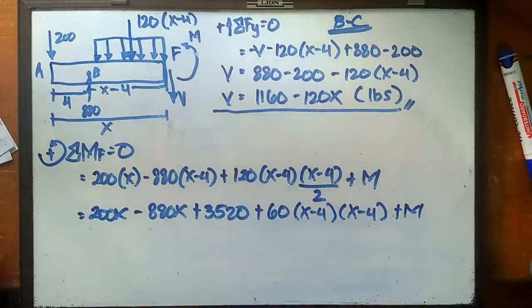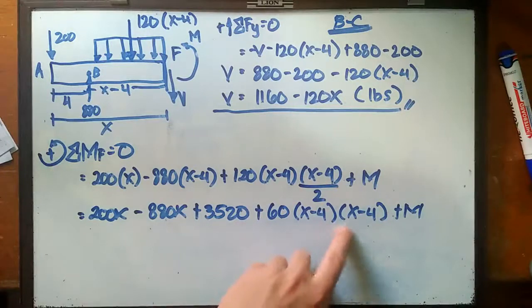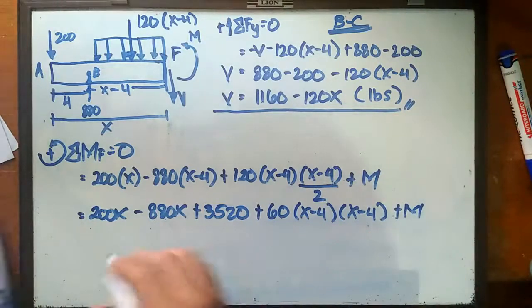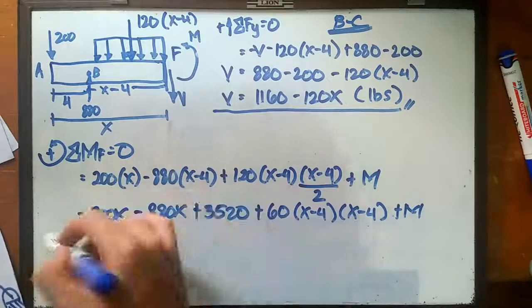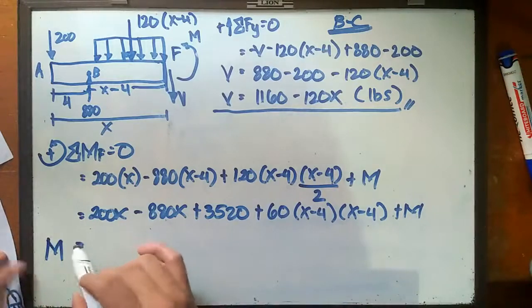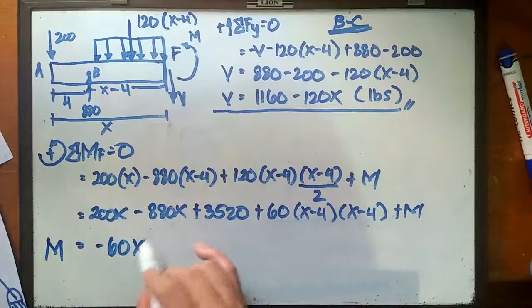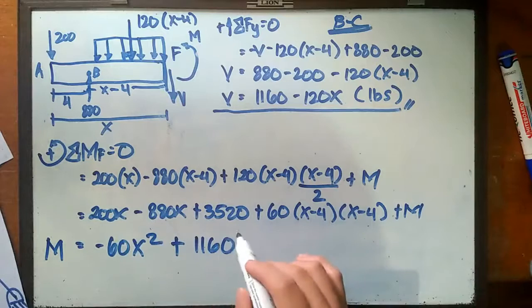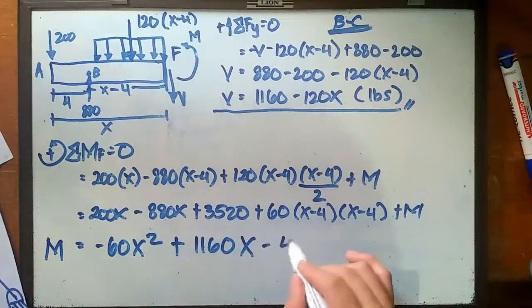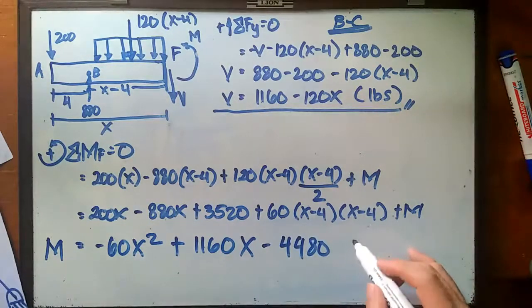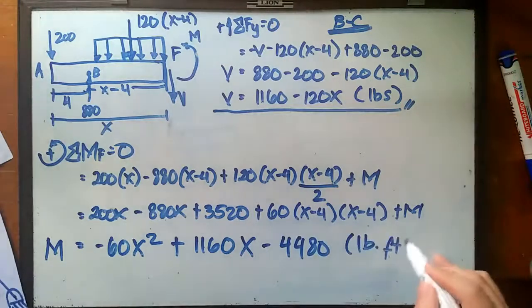From here on, all you need to do is to simplify this polynomial. This is just simple algebra. The result should be, transpose everything to the left side so that M would be the one remaining, and then rearrange everything. So M equals negative 60x squared plus 1160x minus 4480. Then don't forget the unit for the bending moment. That should be pound foot.